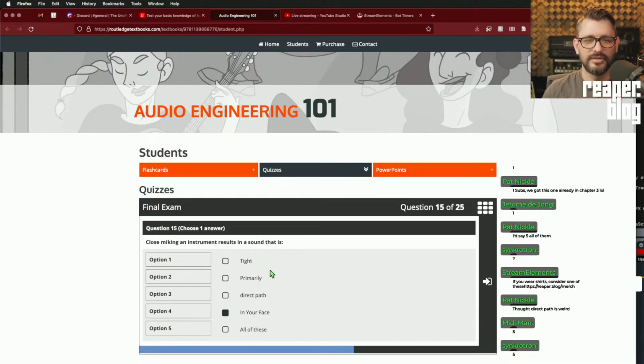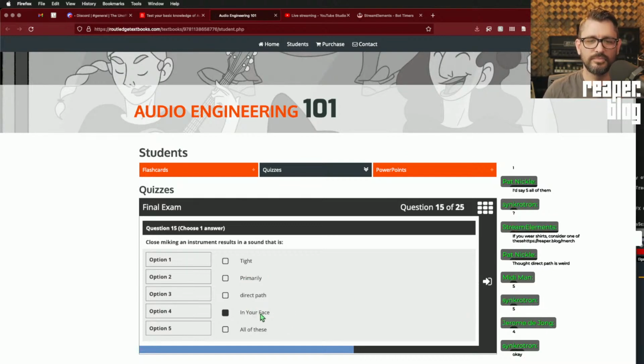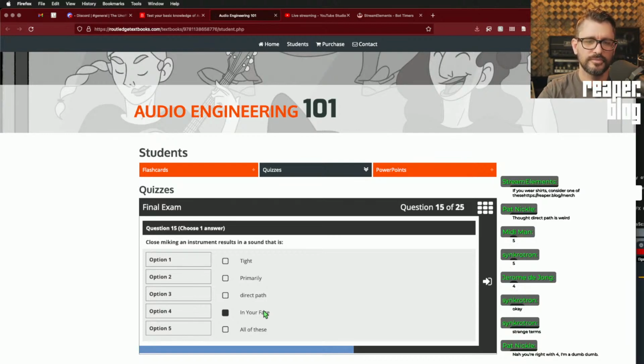Direct is weird. Sound that is primarily... primarily what? Close mic is more likely to have proximity effect as a problem. You don't usually need to close mic an instrument. You should have some space between. So proximity effect is often an issue. The further away you are, the more room sound you get, the more interference from other instruments, if that's the case. Yeah, in your face is just like an unnatural closeness.